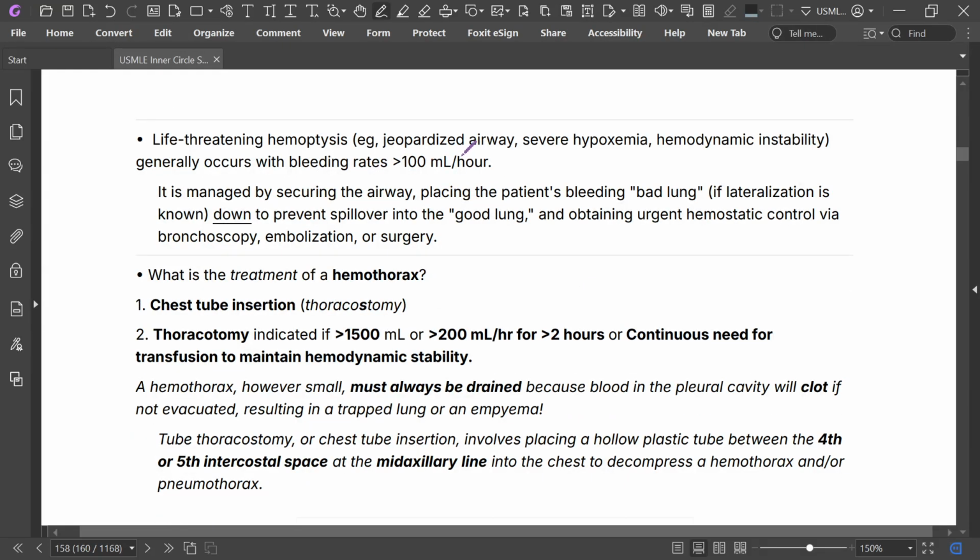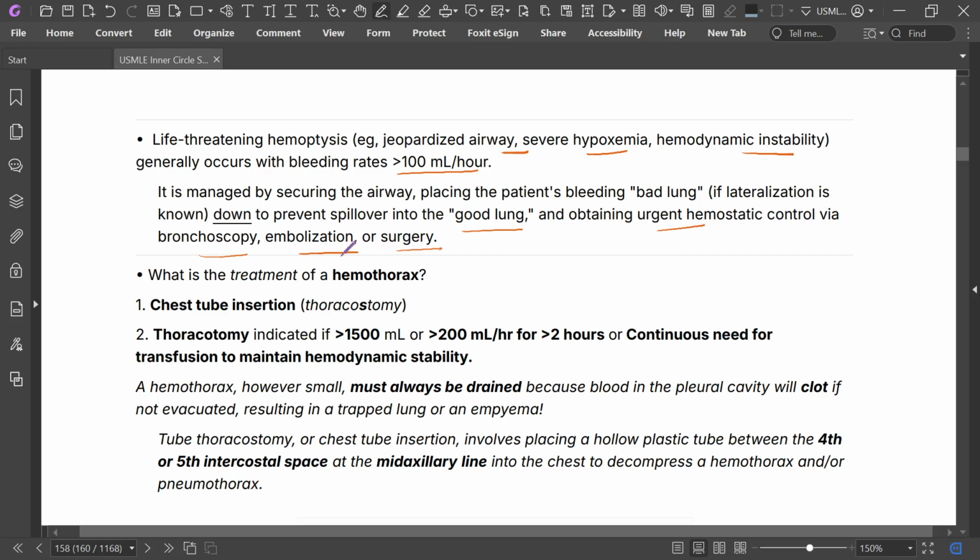Life-threatening hemoptysis jeopardizes the airway, with severe hypoxemia and hemodynamic instability, generally occurring with a bleeding rate of more than 100 ml per hour. It is managed by securing the airway, placing the patient's bleeding lung down, if lateralization is known, to prevent spillover into the good lung, and obtaining urgent hemostatic control via bronchoscopy, embolization and surgery.